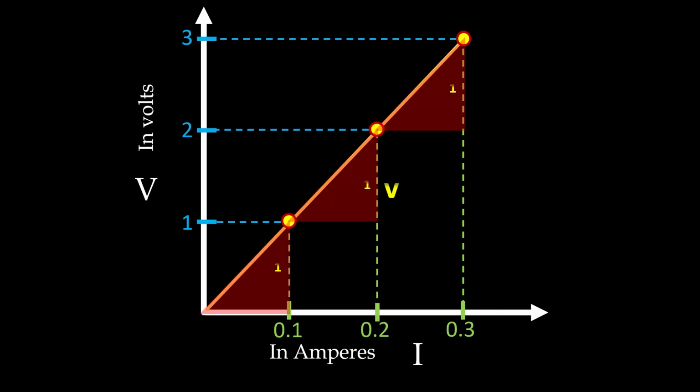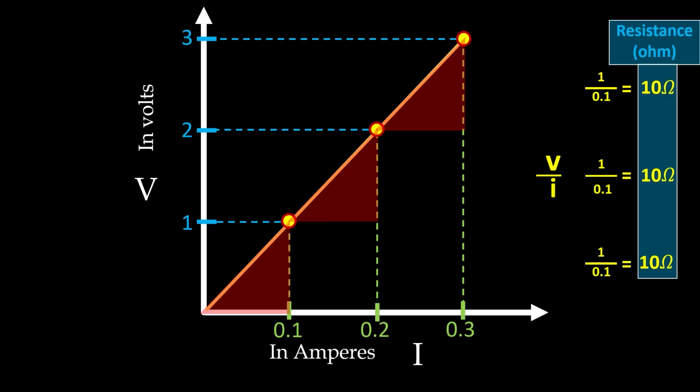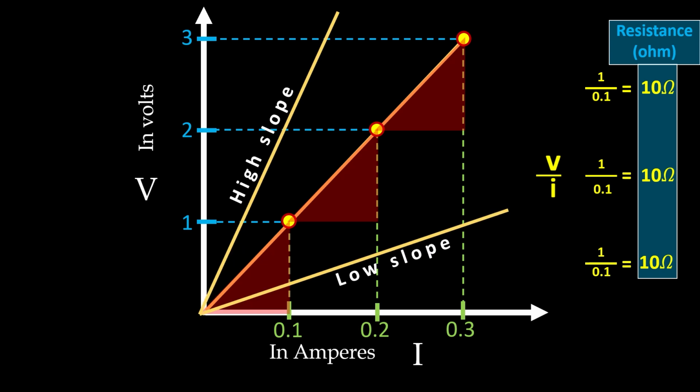The slope of the VI graph is V by I, which is 10 in this case, and this slope represents the resistance, which is 10 ohm. One important thing to note down is that in this VI graph, where V is on the y-axis and I is on the x-axis, higher slope means higher resistance and lower slope means lower resistance.